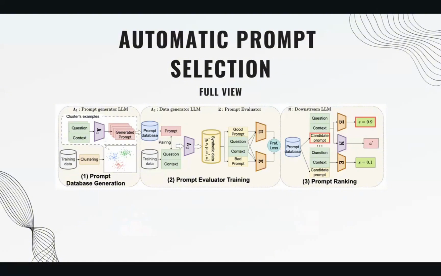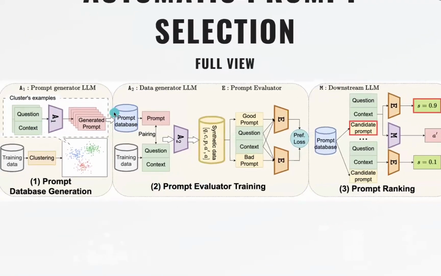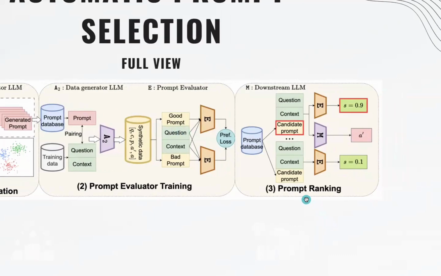And here we can see the full overview of the process. First is prompt database generation, the second is prompt evaluator training, and the third is prompt ranking. As you can see here in the prompt database generation, we have training data and we are clustering, as I mentioned earlier. And then in the prompt evaluator, we are pairing the prompt P with question Q and the context C from the training data, evaluating the prompts into good prompt and bad prompt. In the prompt ranking, we get the candidate prompts from the database and rank them.